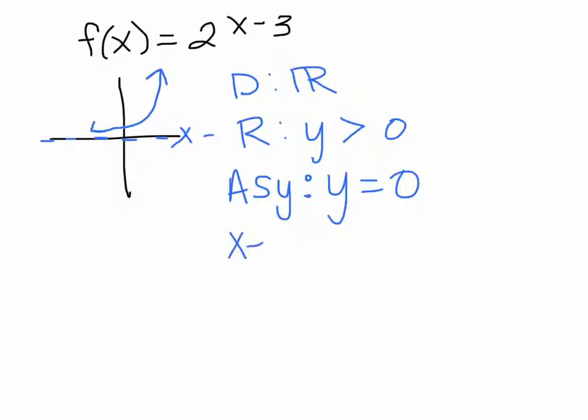Next, x-intercepts. Well, I know that this graph, just looking at it or saying that y does not equal 0, doesn't cross the x-axis, which means there's no x-intercepts, or none.